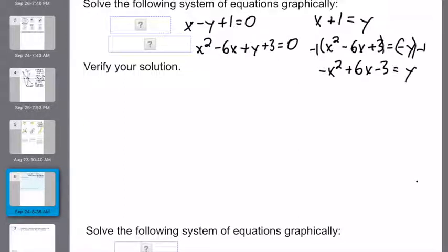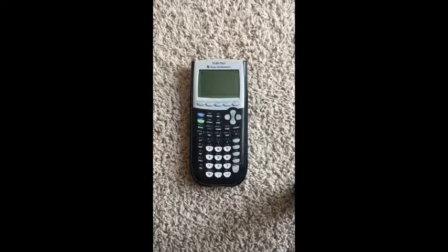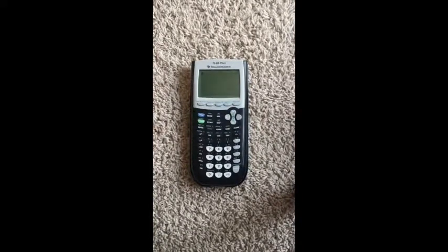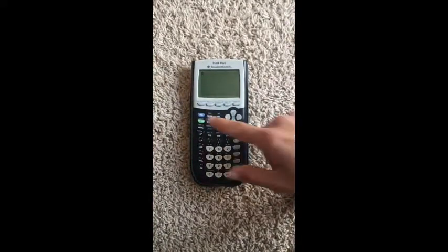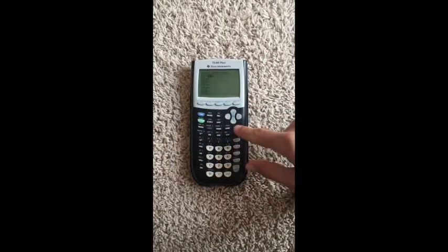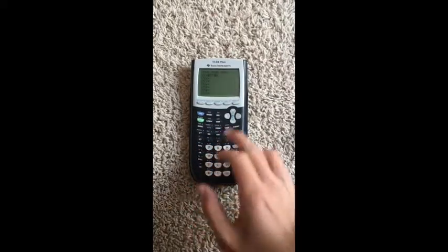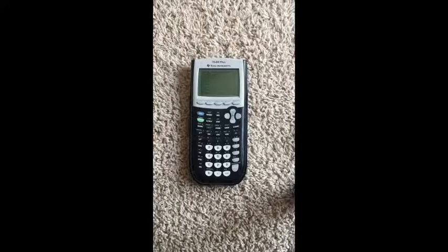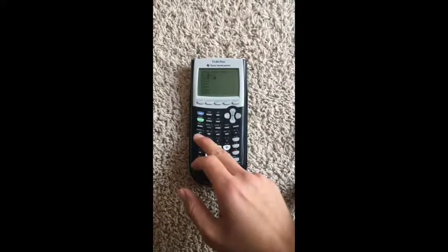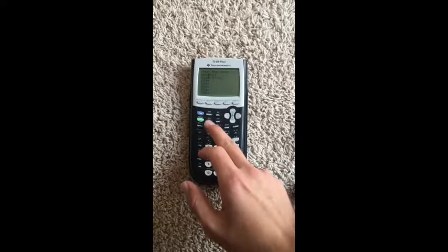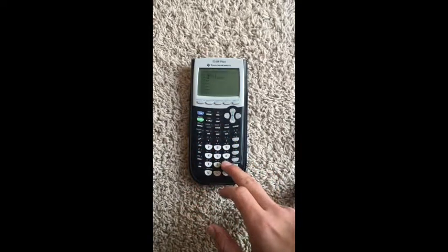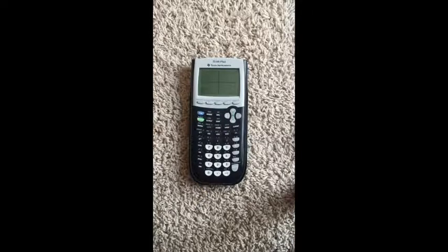y. So we're going to go ahead and show you how to do this on our TI-83 or 84 calculators, if you want to follow along with that. Awesome. So we have our TI-84 calculator here. It'll be a very similar process to your TI-83. So we start off by hitting our y equals. We're going to plug in our equations there. So we have x plus 1 in y1, and then we have y2 equals negative x squared plus 6x minus 3. We're going to go ahead and hit graph.